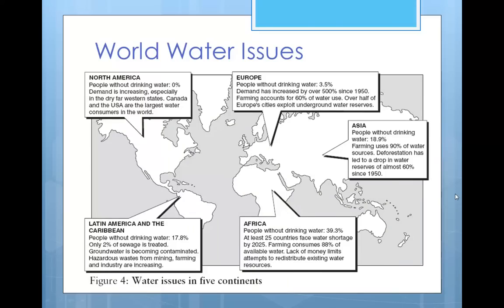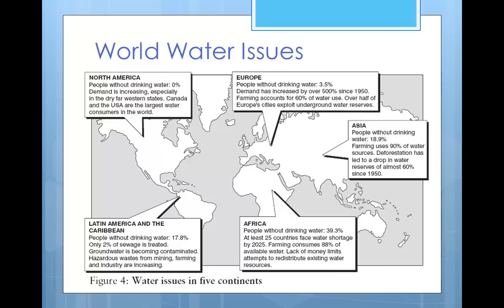Now, here we've got a map of the world water issues. What I'd like you to do is just make a few notes looking at the various water issues around the globe. Just pick out two areas, probably pick out say either North America or Europe, and then compare it with either Asia or Africa, and just look at the variations which exist between the water issues in the world.